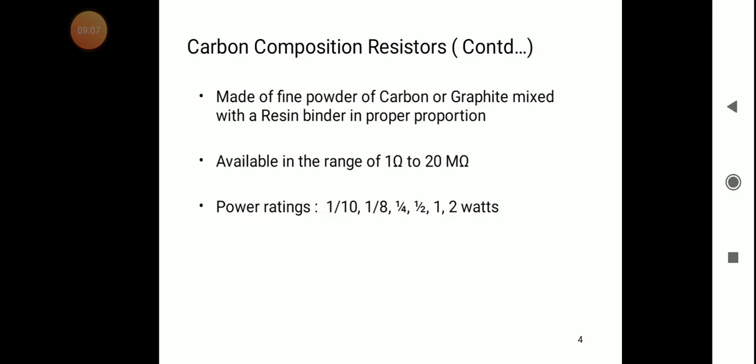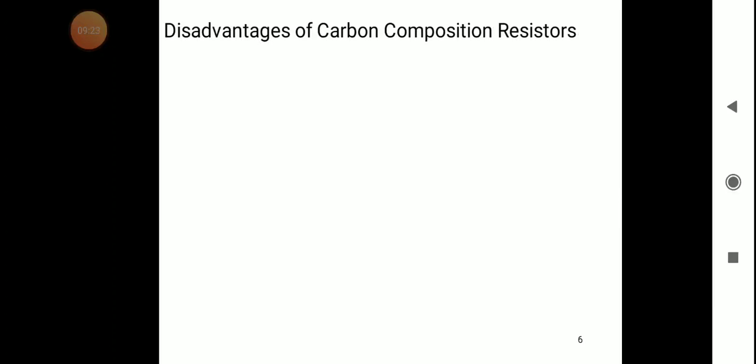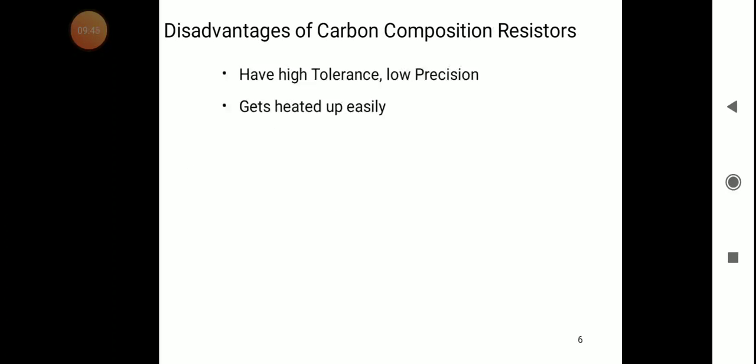The power ratings of the carbon composition resistors are 1/10, 1/8, 1/4, 1/2, 1 and 2 watts. So what are the advantages of carbon composition resistors? They are small in size, available in a wide resistance range, cheap, and have good radio frequency performance. These are the advantages.